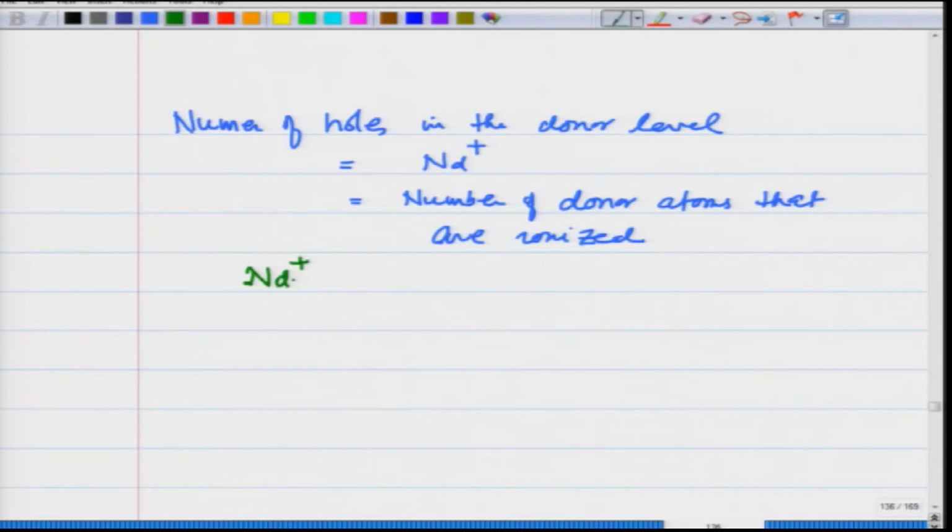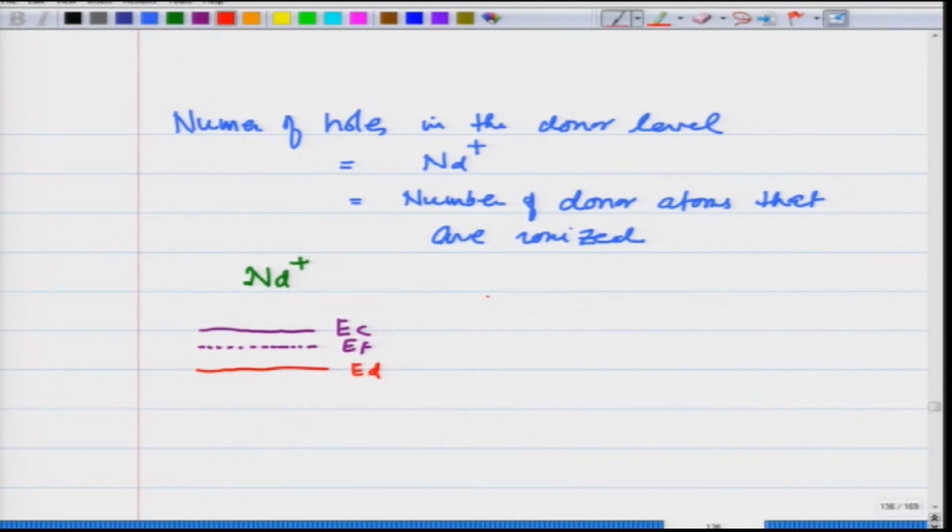N_D+, I am again going to use the same trick I used for the intrinsic semiconductors, and let us see what we did there. Here is my conduction band edge, here is the Fermi level E_F, which I have already argued is somewhere in the middle of E_donor and E_c.